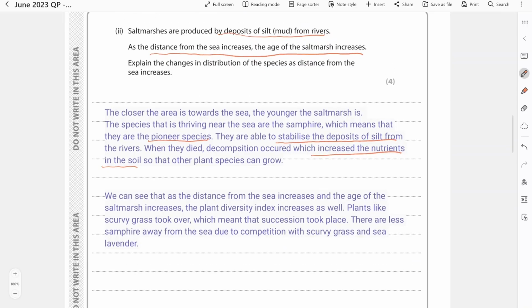So I wrote that here. We can see as the distance from the sea increases, the age of the salt marsh increases, and the plant diversity increases as well, although that's not really a mark here. Plants like scurvy grass took over, which meant that succession takes place.